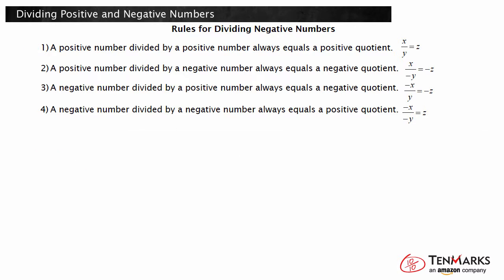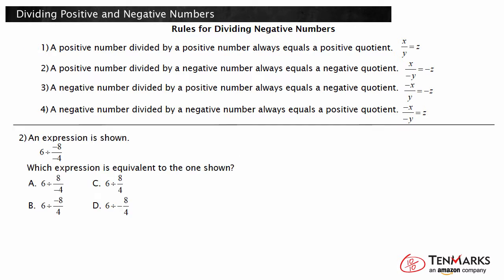Let's go on to our next example. An expression is shown below. 6 divided by negative 8 over negative 4. Which expression is equivalent to the one shown? You need to determine which expression is equivalent to 6 divided by negative 8 over negative 4. You can determine if each solution will be positive or negative to help you determine the equivalent solution. The initial expression contains two negatives, which will equal a positive quotient.